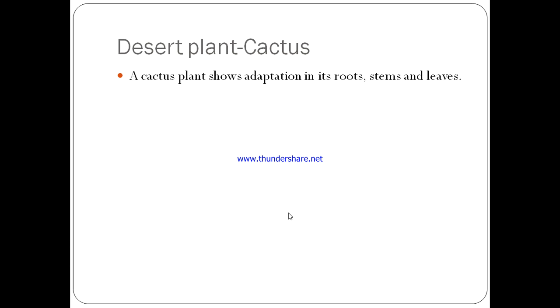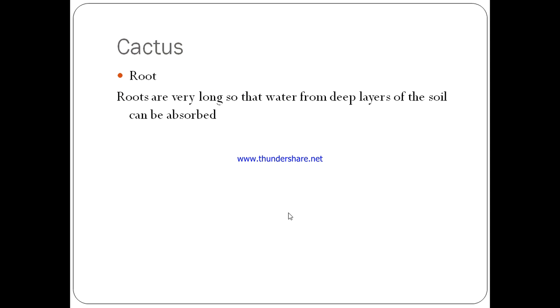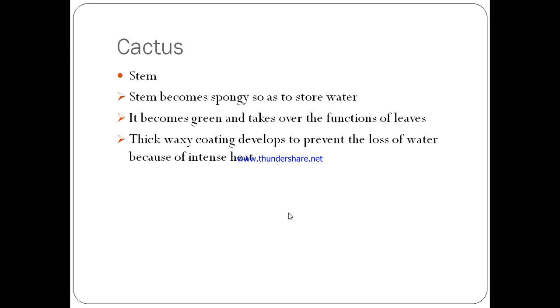Cactus is a desert plant. It shows adaptation in its roots, stem and leaves. Roots are very long so that water from deep layers of the soil can be absorbed. Stems become spongy so as to store water.